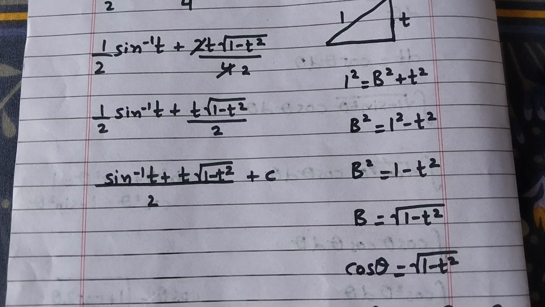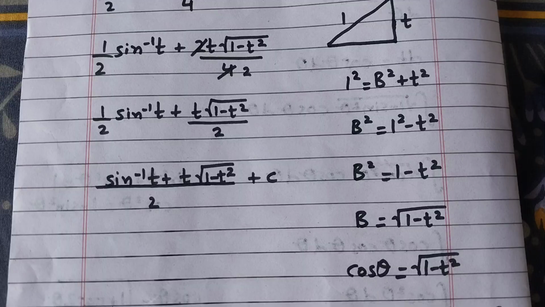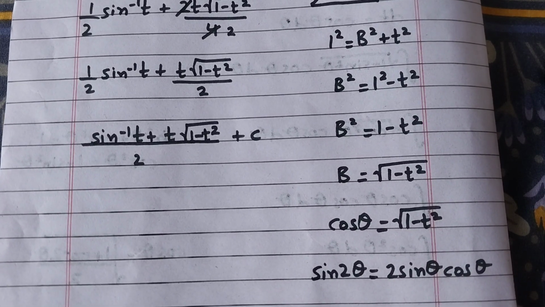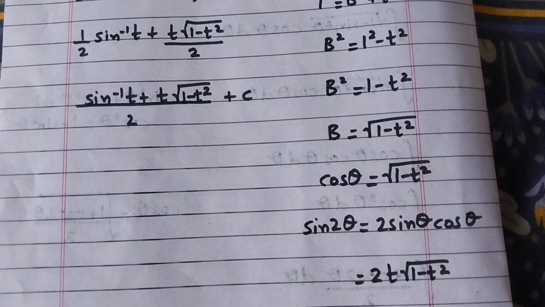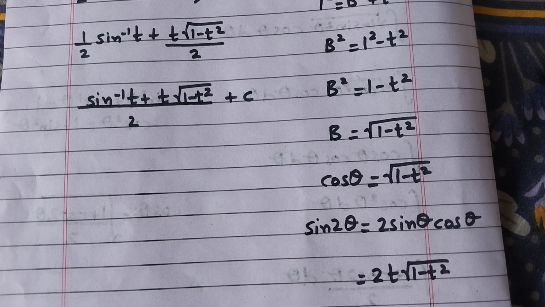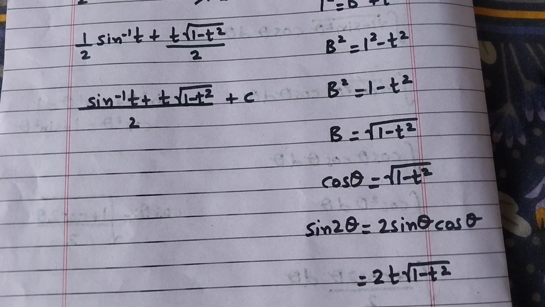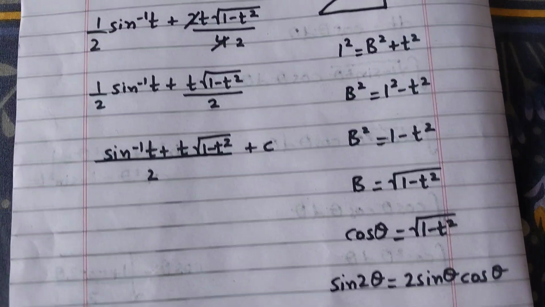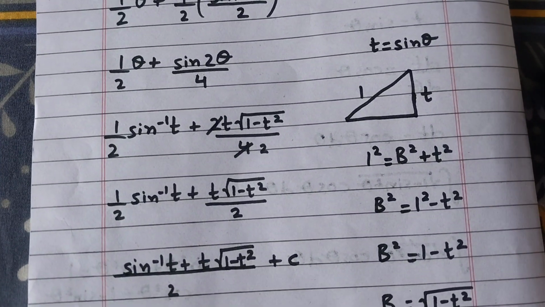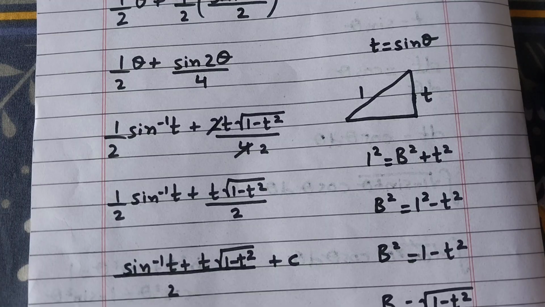Cos theta is just base over hypotenuse. So base is just square root of 1 minus t square, and hypotenuse is just 1. So cos theta is square root of 1 minus t square. And for sine 2 theta, we have the value of sine theta, which is t, and we have the value of cos theta now, which is square root of 1 minus t square. So we can simply put these values in this formula, and find the value of sine 2 theta, which is simply 2t square root of 1 minus t square. So this is basically the final value of sine 2 theta, and we need to replace it here to find our final answer. So it will become 2t square root of 1 minus t square over 4.